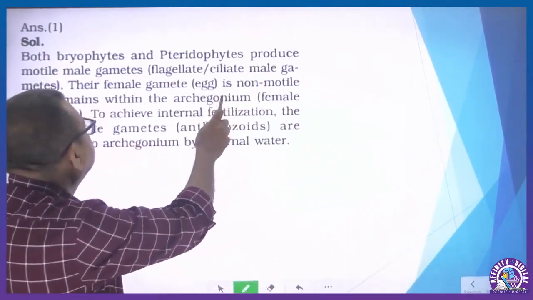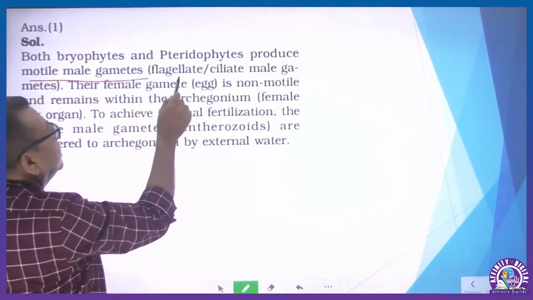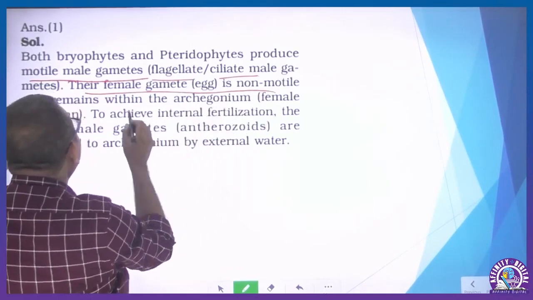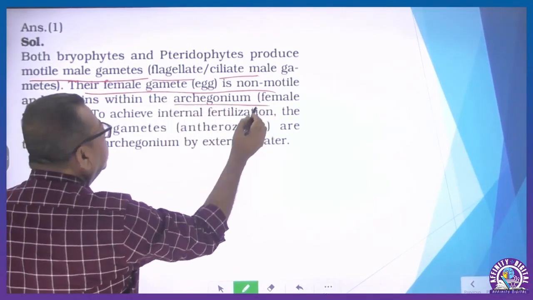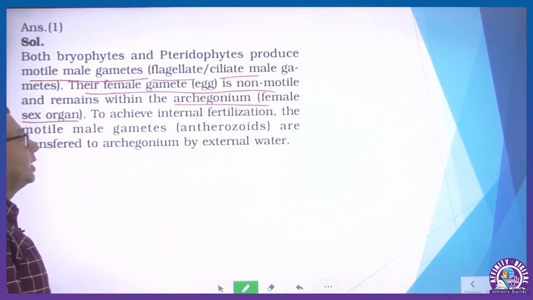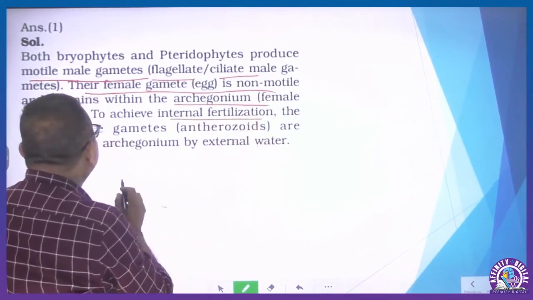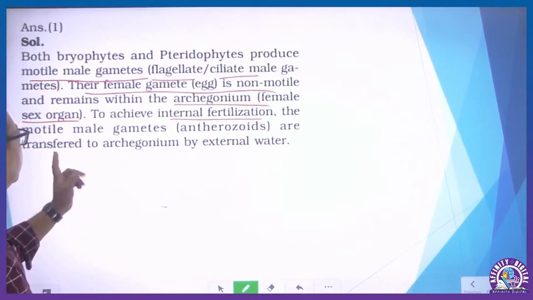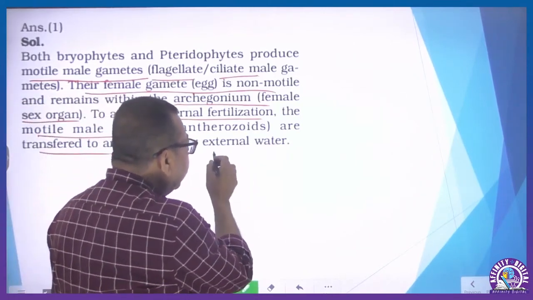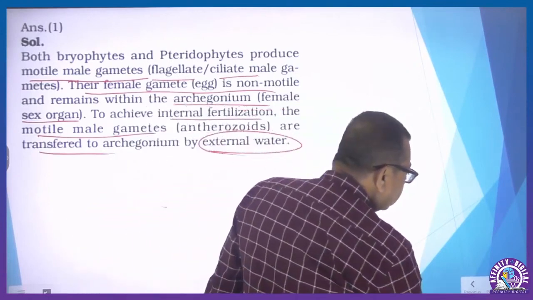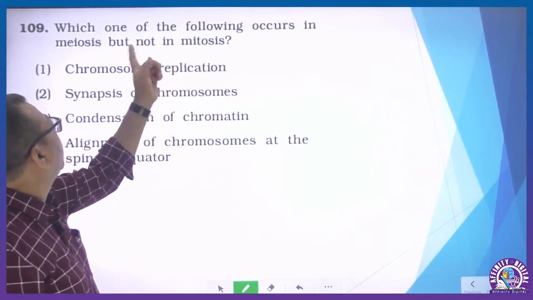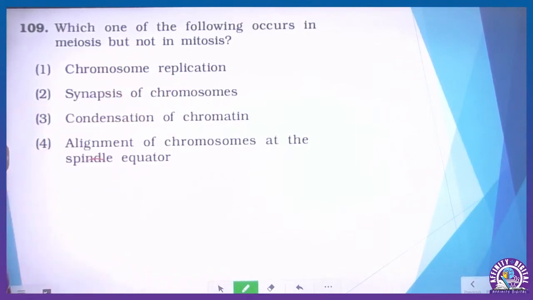So, both bryophytes and pteridophytes produce motile male gametes that are flagellate or ciliate. The female gamete is non-motile and remains within the archegonia. What is the archegonium? What is the name of the female sex organ of bryophytes and pteridophytes? Archegonium. To achieve internal fertilization, the motile male gametes are transferred to archegonia by external water. Option number 1.